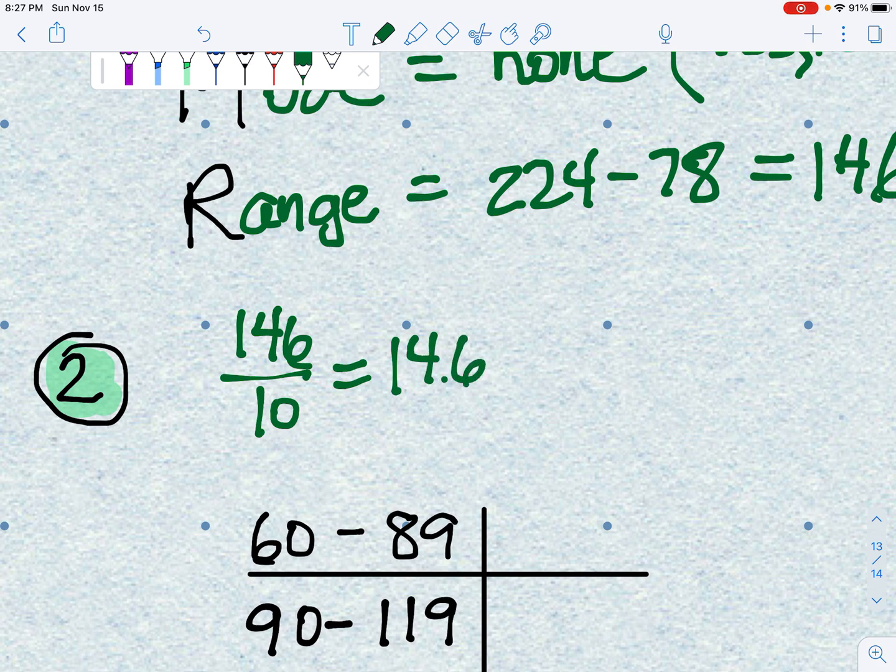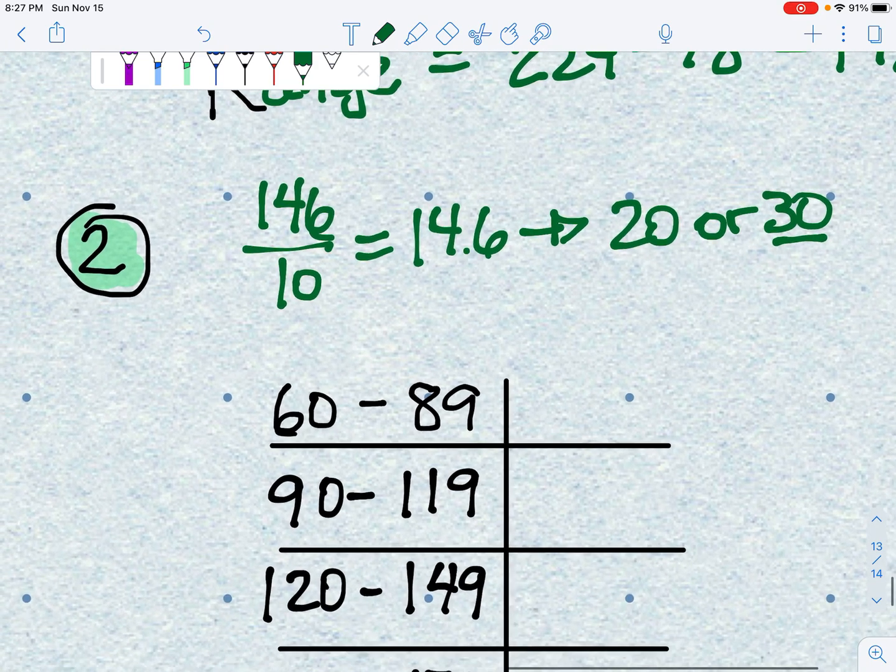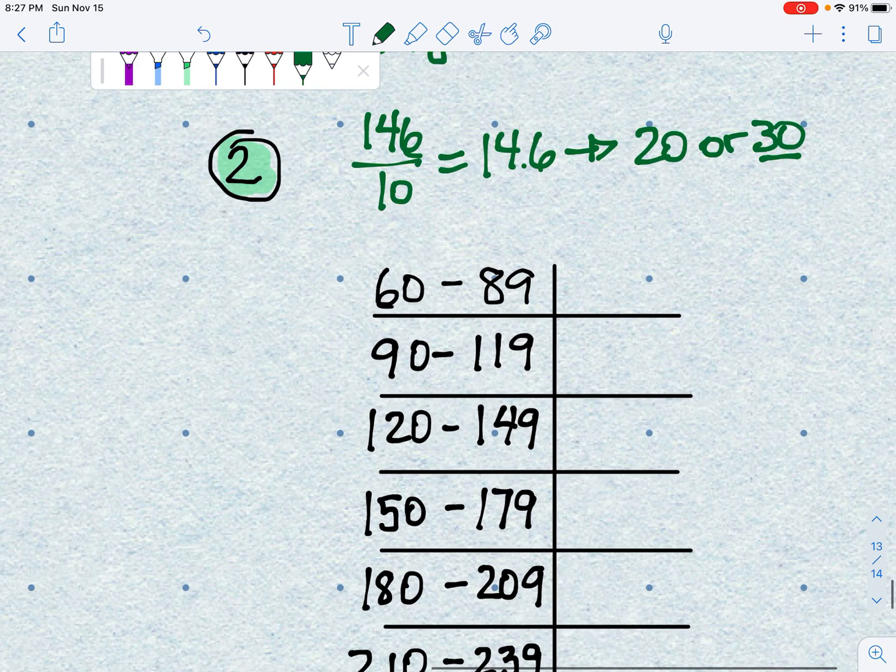All right, that gives me 14.6. So that tells me if I round that up, I could go to 20 or 30. 20 would be a finer sifting, 30 would be a larger grouping. So I'm going to go intervals of 30, and that's going to give me 6 groupings.